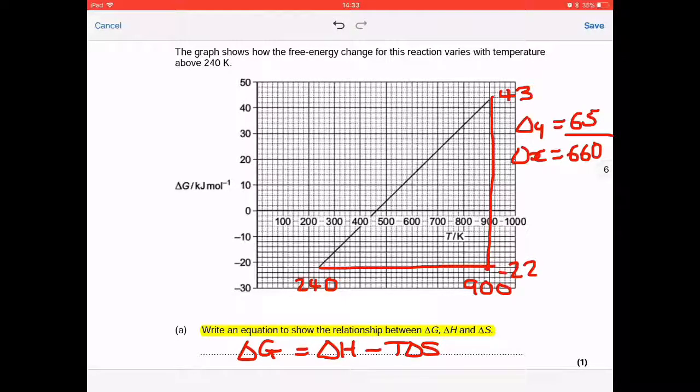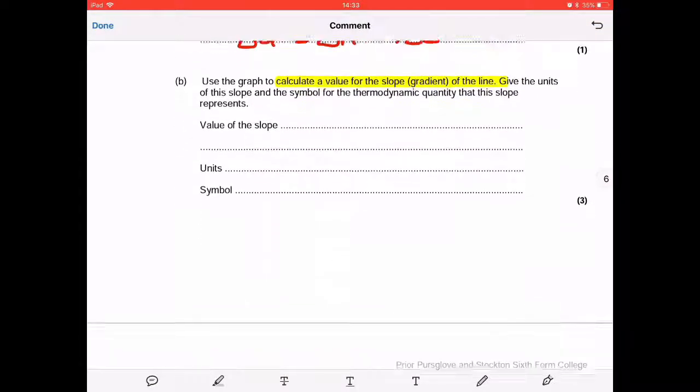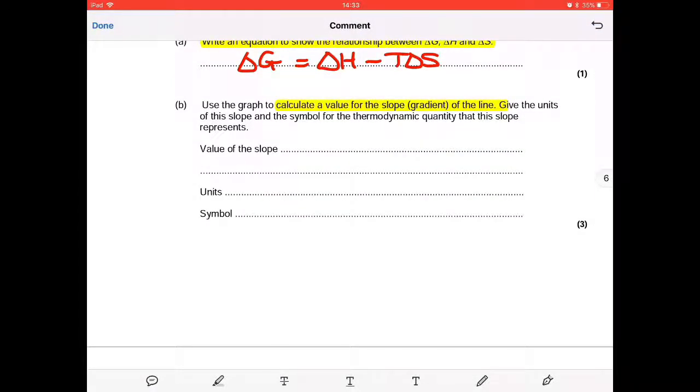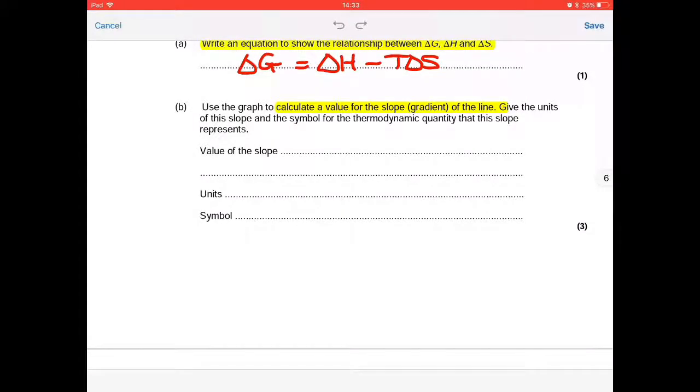So if you do 65 divided by 660, that will tell you the value of the slope, and that comes out at approximately 0.098. So not quite 0.1, but just slightly below. And it does ask you to try and get your value below 0.1, so you shouldn't round that at that point unless you show your work and show that you had 0.098 at some point.